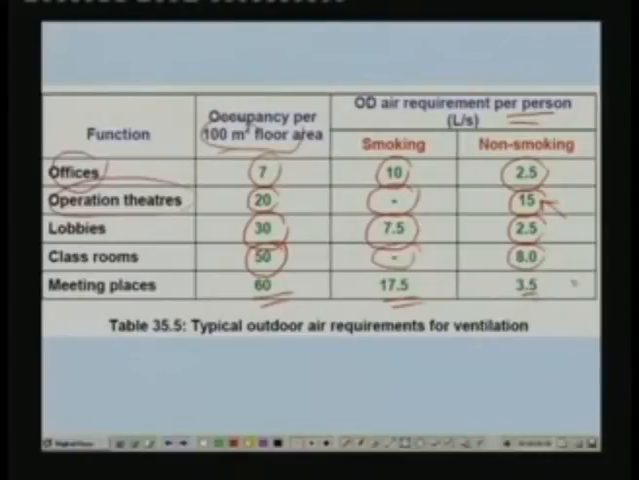So one thing you can notice here is that as the occupancy level increases, the required amount of outdoor air increases. Similarly, if you are allowing smoking, then the outdoor air requirement also increases.